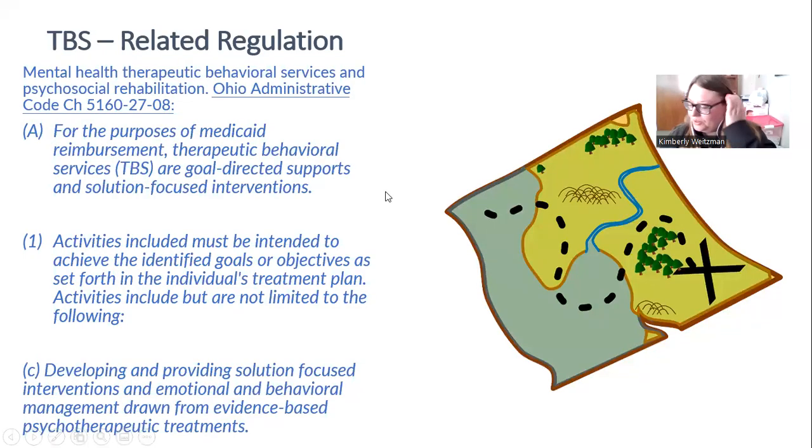So we always want to review how the Ohio Administrative Code governs what we do, and how that applies to skill building is that the activities we're doing with our clients should be intended to achieve identified goals or objectives, as outlined in their treatment plan, which may involve developing and providing solution-focused interventions and emotional and behavioral management drawn from evidence-based psychotherapeutic treatments. And that really describes applied behavior analysis and specifically task analysis that we're going to learn about today. So this falls in accordance with the Ohio Administrative Code as to what TBSs can do.